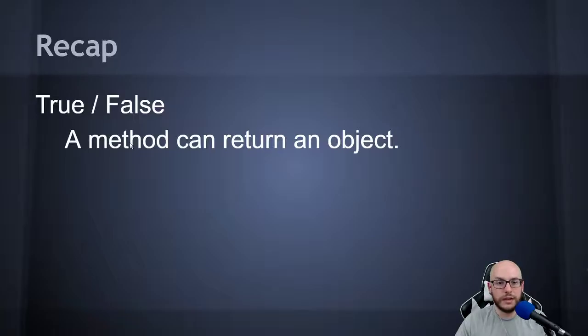True or false, a method can return an object. That's true. If it's a data type, it can be returned. Examples of objects, we're going to see String as a big one for this whole unit, but we know Scanner and Random, those are technically objects.